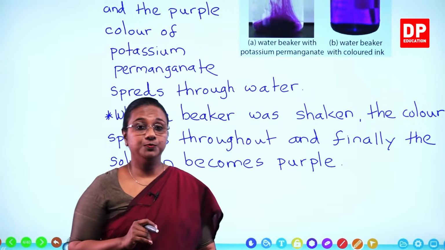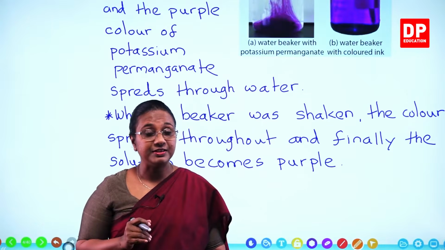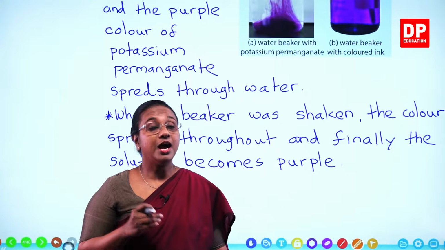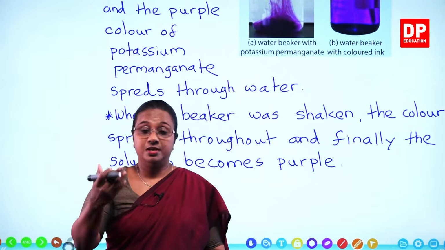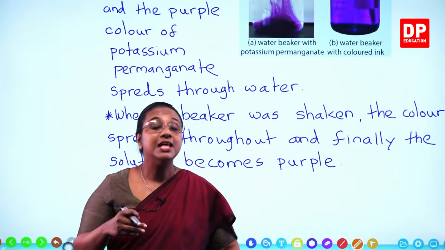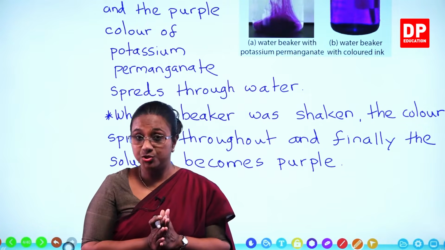That was the observation of the first activity. Then what did we do? We did the second activity. We put a drop of colored ink. I told you all you can also use food coloring as well. So when you put that, what happens? The color again spreads through water.